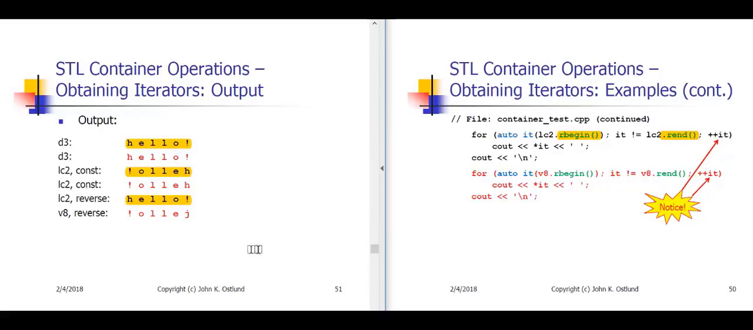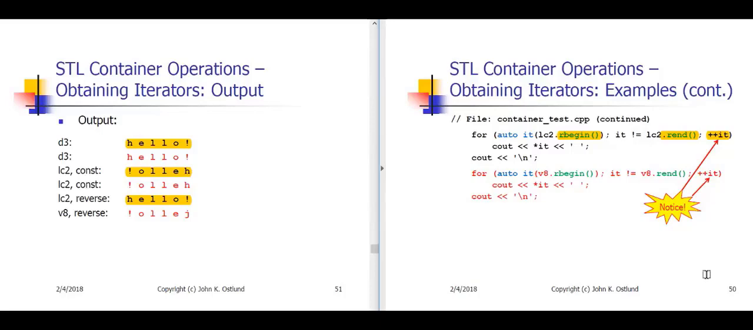Now, a tricky thing to understand here is that reverse iterators still make use of ++ to move to the next item in the list, but in this case the next item in the list is actually the previous item in the list.